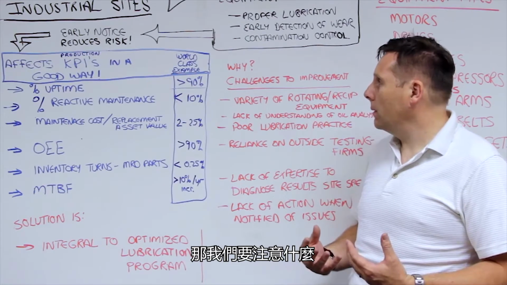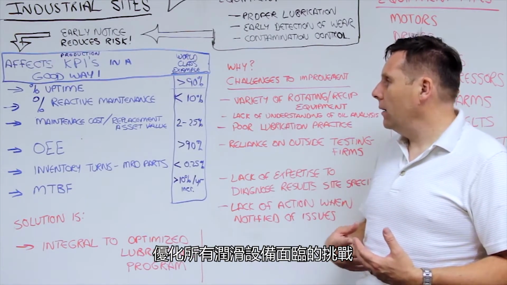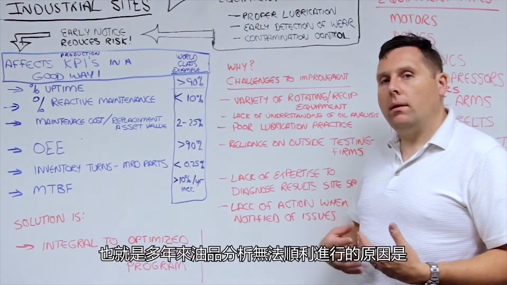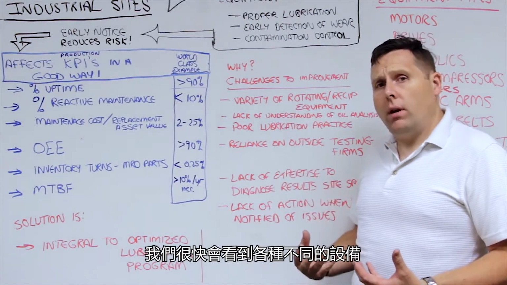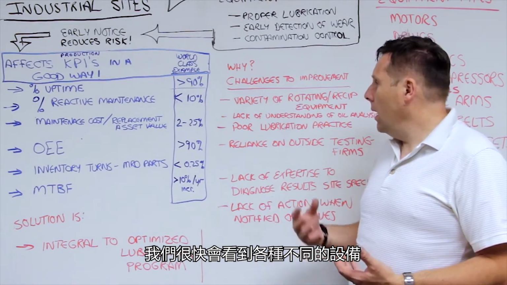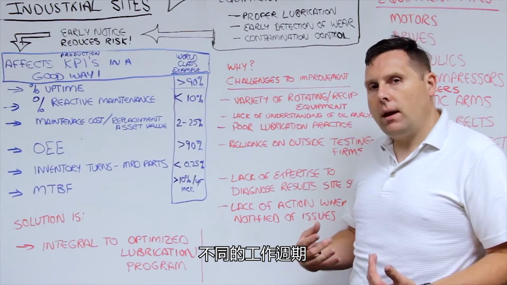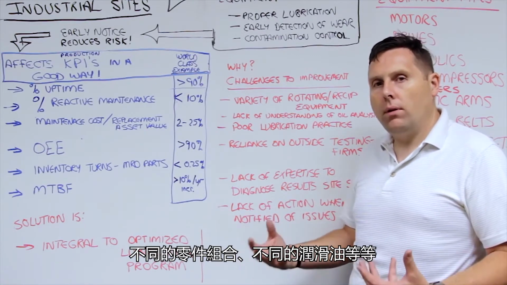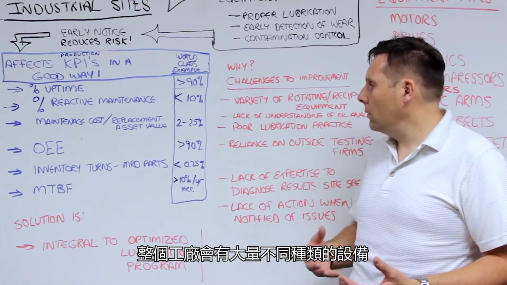Why do we care about that? Well, the challenges to improvement on a lubrication site. The reason oil analysis wasn't performed for many years is because, first of all, there's a huge variety of equipment, as we'll see shortly. Different types of rotating and reciprocating equipment, different duty cycles, different components, different lubricants, a very, very large amount of diversity throughout the site.